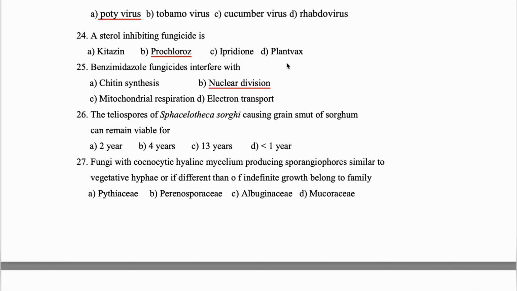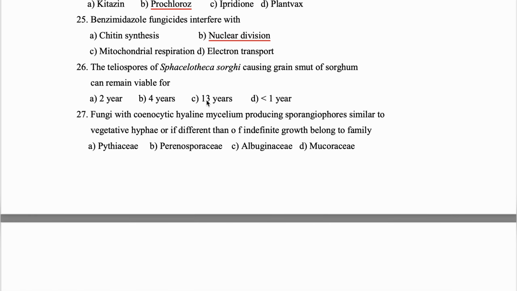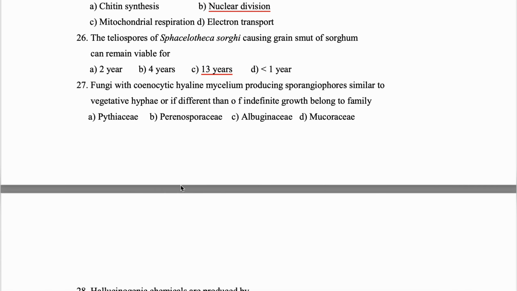25. Benzimidazole fungicide interferes with nuclear division. The mode of action of all the fungicides, especially the systemic fungicides, is very, very important. So the benzimidazole fungicides' mode of action is that they inhibit nuclear division. Okay. Question 26. The teliospore of Sphacelotheca sorghi causing grain smut of sorghum can remain viable for a very long time, that is 13 years.